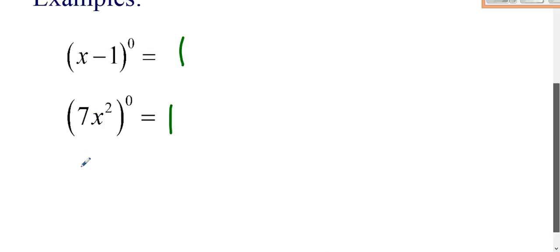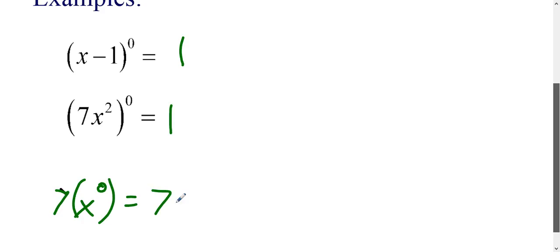The only thing to be careful about with something like this is if you had like 7 x to the 0, no parentheses involved. That 0 exponent only belongs to the x. That's it. So that would be like 7 times 1, which is 7. 0 exponent, only that piece turns into a 1. Whatever else is in the expression is still there.